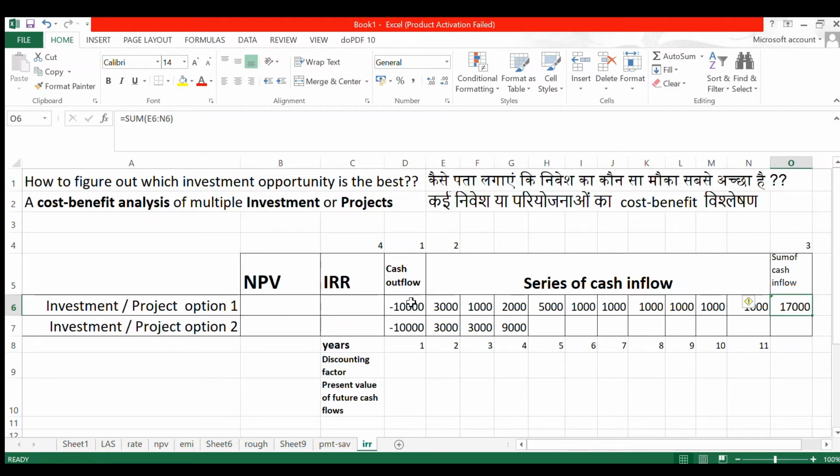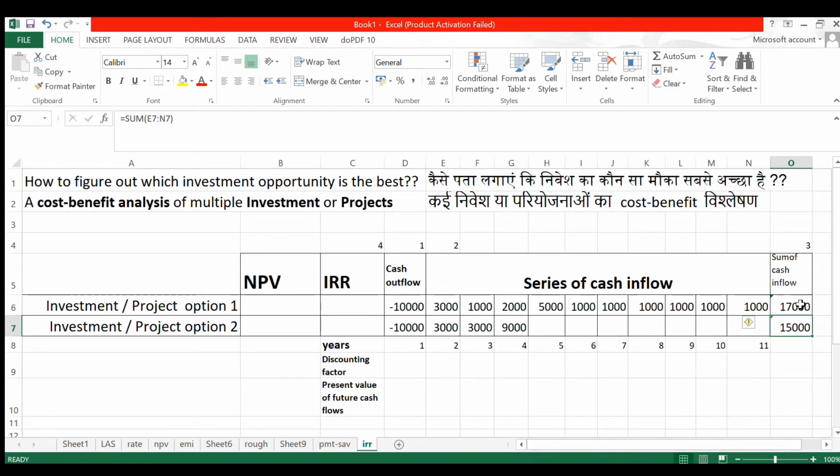So we are investing 10,000 rupees and we are receiving 17,000 rupees from project option 1. Now we are dragging the formula to the second project option. We can see the total cash inflow from project option 2 is 15,000 rupees. We are investing 10,000 rupees and we are receiving 15,000 rupees from project option 2.